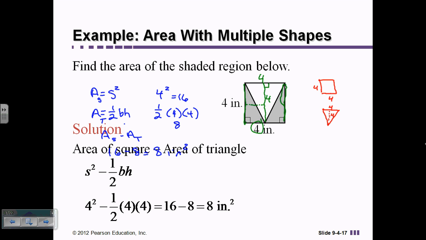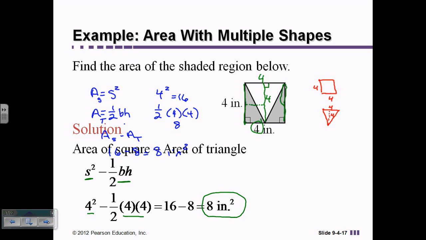And that's what I'm telling you to do in these directions. If you'll notice here, we said find the area of the square, which is s squared. The area of the triangle is 1/2 base times height. We found the area of the square, the area of the triangle, and then we subtracted those two, and we got 8 as the area of the shaded part.